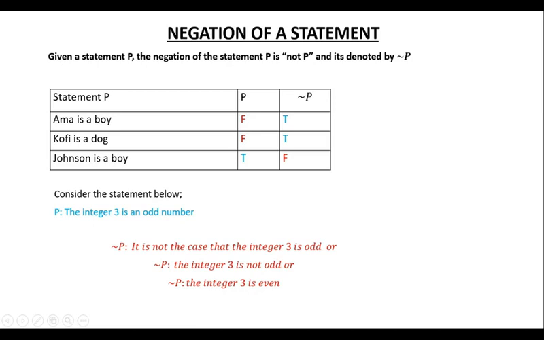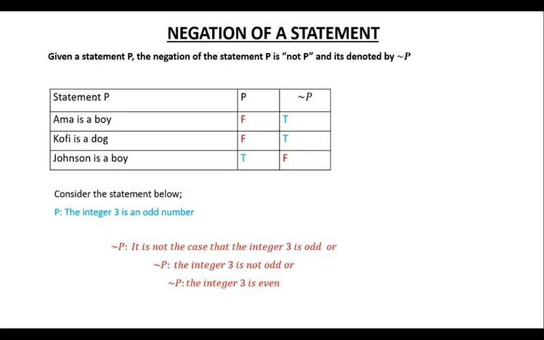So we want to look at the negation of a statement, or how we negate a statement. Given a statement P, the negation of the statement P is not P, and it is denoted by this curve sign and then a P. So what we mean by this is, when we have a statement P, if we negate the statement, we add not to that statement, and it becomes the negation of the original statement. So let's have a look at this.